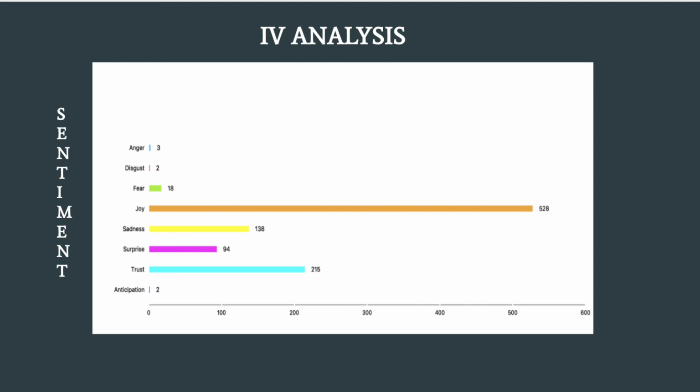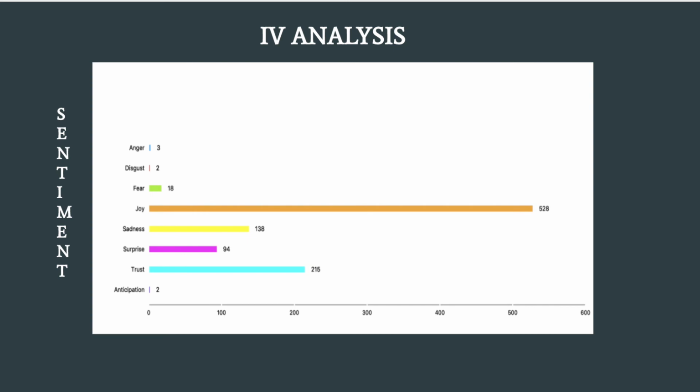And the fourth one is joy. This is the biggest one. For joy itself, the box plot shows there are 528 tweets that show joy sentiment, and the sentiment is included in positive sentiment. And for the sadness sentiment, the box plot shows there are 138 tweets that show sadness sentiment, and the sentiment is included in the negative sentiment category.